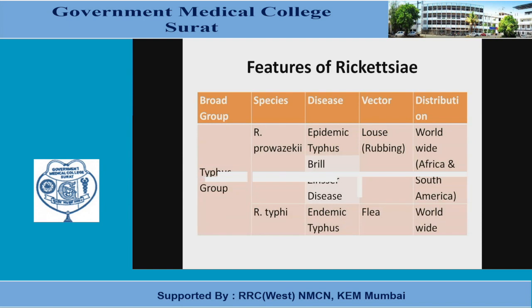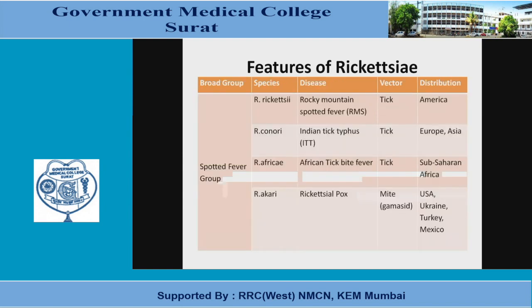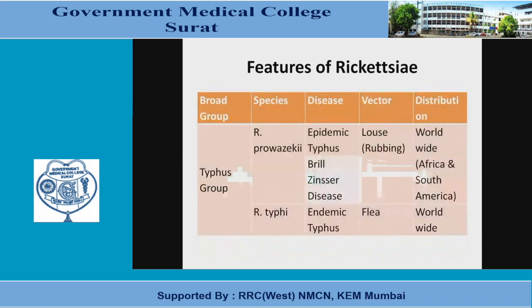What are the features of the rickettsia? They are broadly divided into the typhus group and the spotted fever group. First is the typhus fever group, in which there are two organisms, Rickettsia prowazekii and Rickettsia typhi. Rickettsia prowazekii is responsible for epidemic typhus and Brill-Zinsser disease, which is caused by the louse, most commonly in Africa and South America. Rickettsia typhi causes endemic typhus, caused by rubbing of flea feces over abraded skin, and it is seen worldwide.